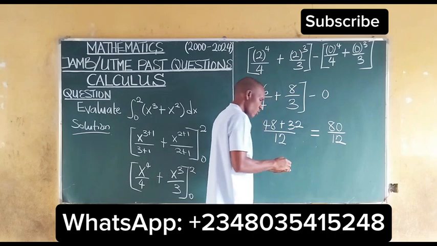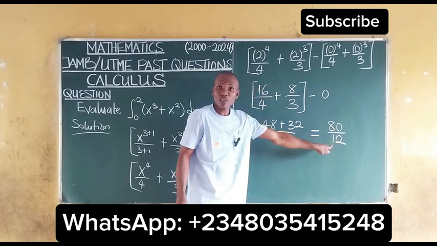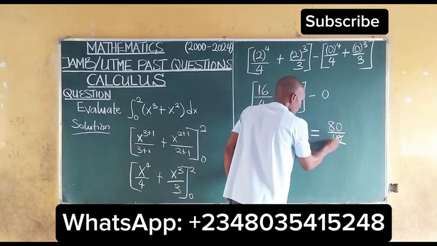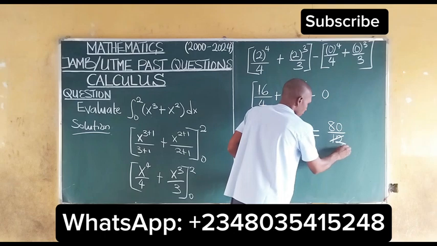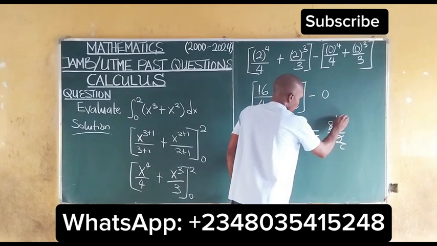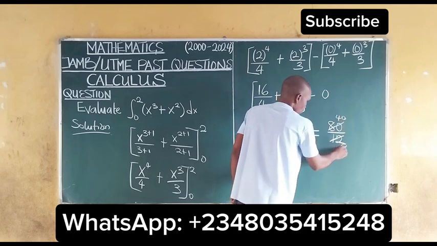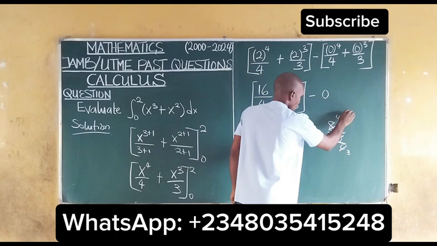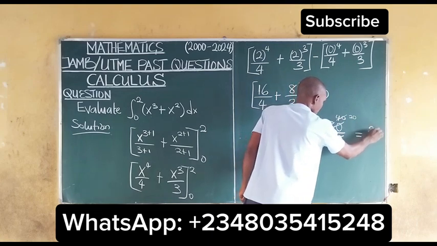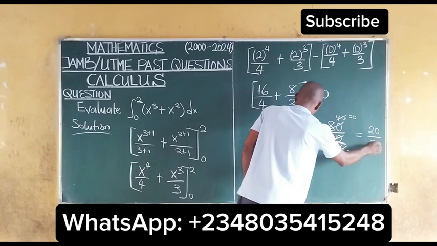Of course, we can reduce this further. This is our answer, but we can reduce it further. 2 into 12 will give us 6, and 2 into 80 will give us 40. 2 into 6 will give us 3, and 2 into 40 will give us 20. So we have 20 all over 3.